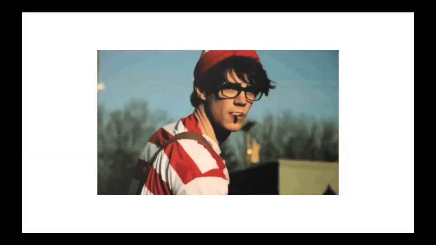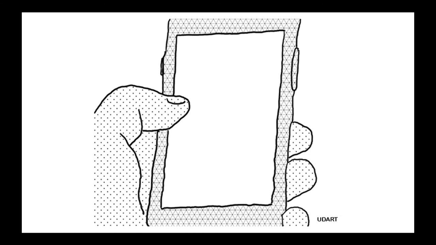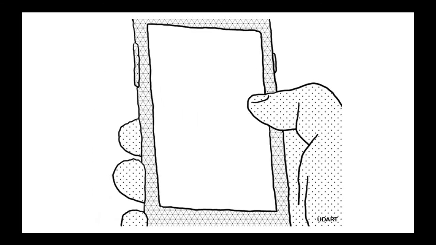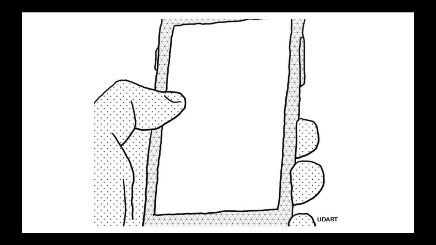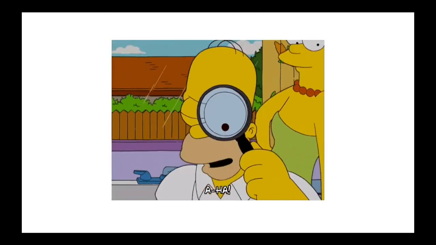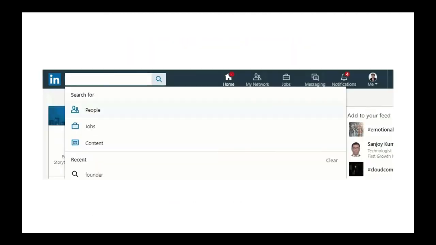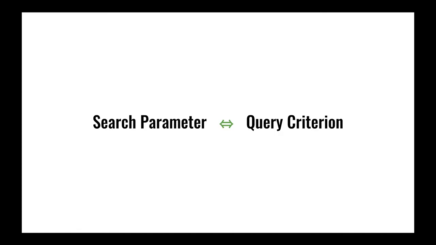So if you want to find Waldo on LinkedIn, you don't want to look at an endless list of over 630 million users one by one. You simply want to search and find them. So search is the simplest way to explain database queries. Search parameters are query criteria.